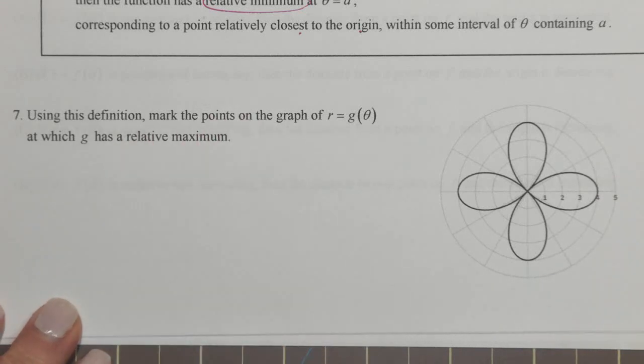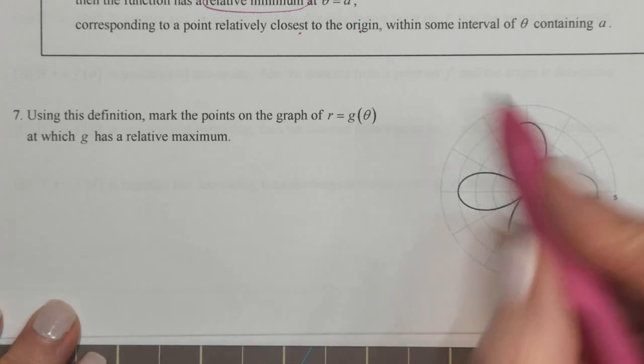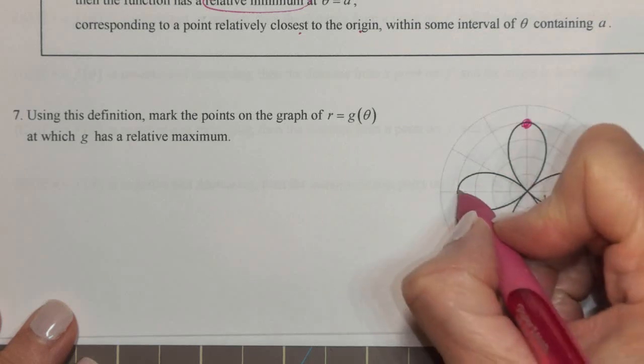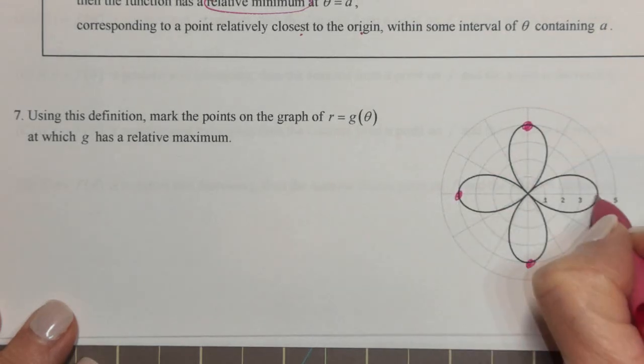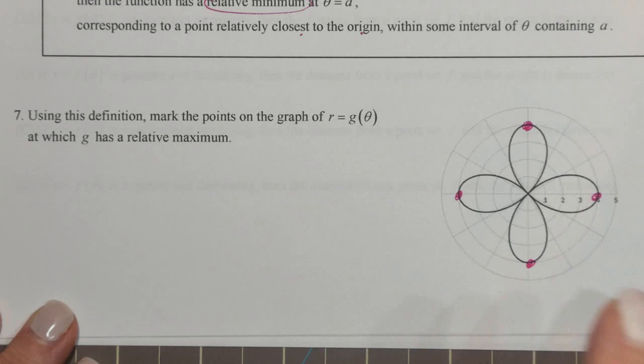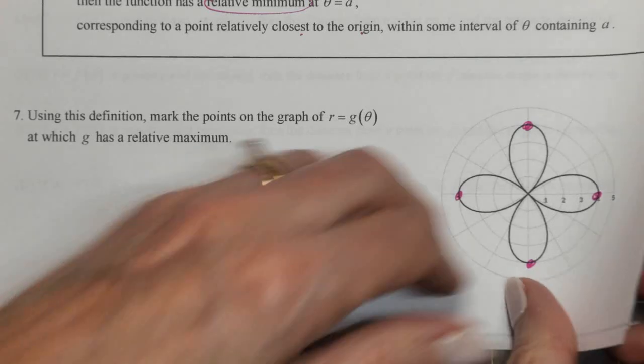A relative max. So, relatively farthest from the origin. Here, here, here, and here. Visually, that's a relative max on a polar curve. Okay?